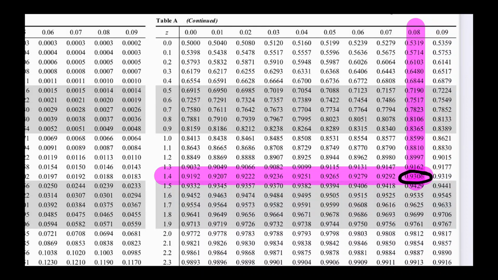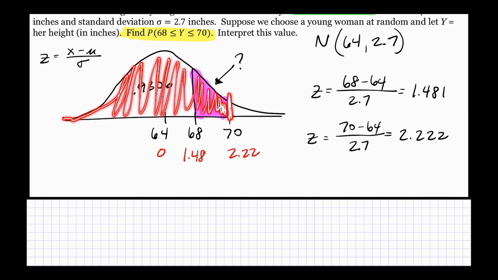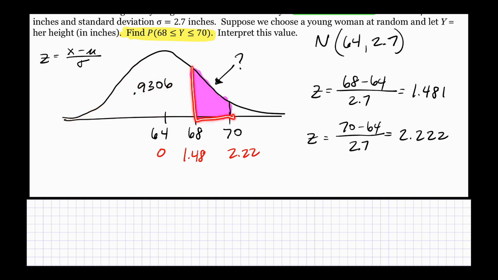So let's go back over here. Where do I put 0.9306? Right here. This left unshaded part is 0.9306, because that was from 1.48 back to here. Not what we want, right? So the next one, we find from here to the beginning, and if I subtract the two, it'll give me what I want.